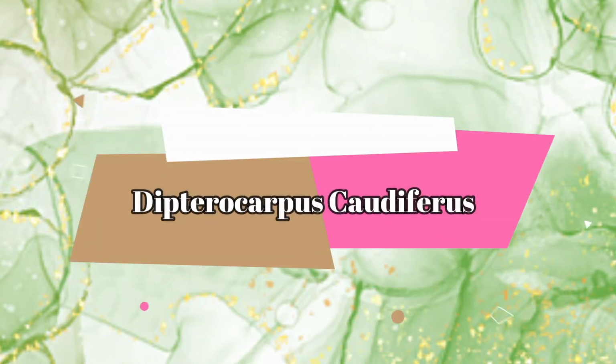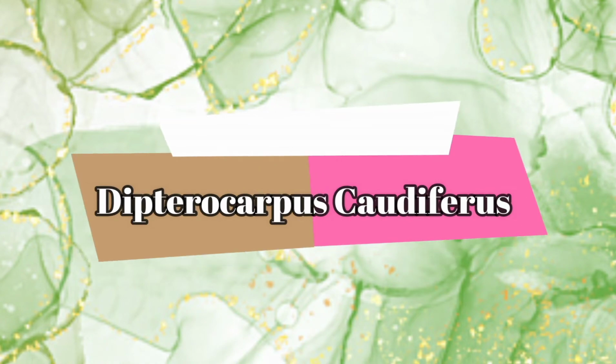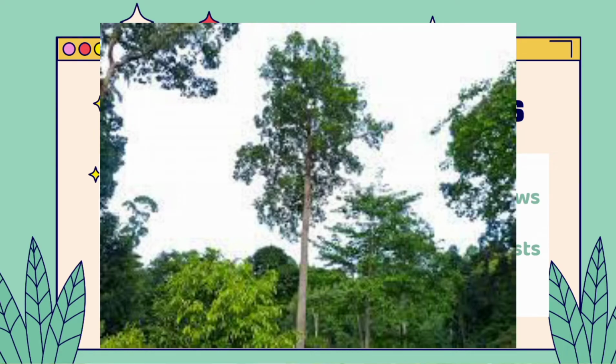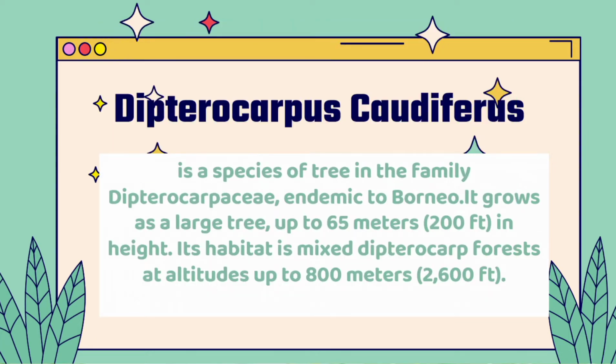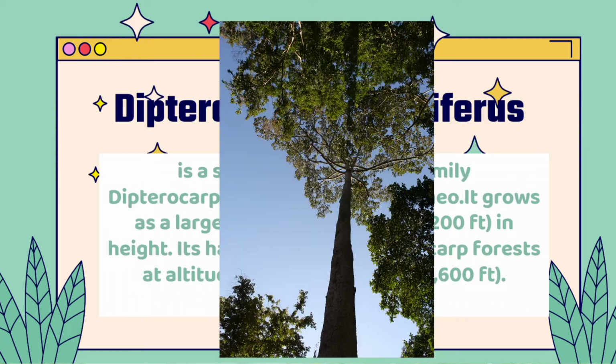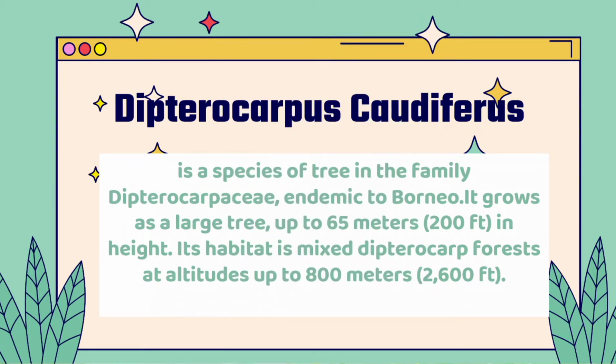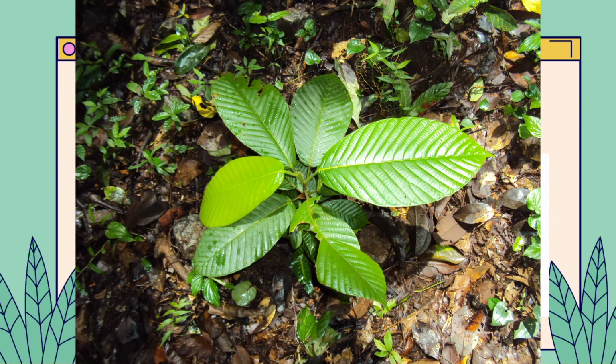Number 2. Dipterocarpus caudiferus. Dipterocarpus caudiferus is a species of tree in the family Dipterocarpaceae, endemic to Borneo. It grows as a large tree up to 65 meters in height. Its habitat is mixed Dipterocarp forest at altitudes up to 800 meters.